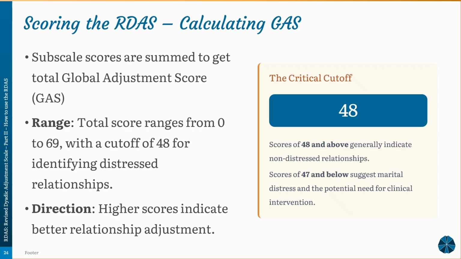Now, for the most important number in the whole presentation, the clinical boundary, the dividing line between healthy and needs intervention. 48. A score of 47 or below is a strong data-driven indicator of marital distress. If your couple scores here, the data is telling you they are in the zone that requires your clinical attention.